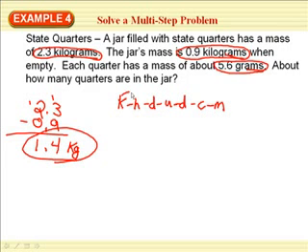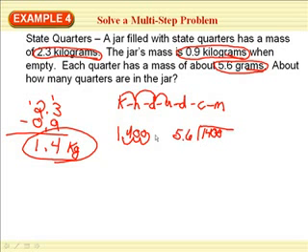Kilograms to grams. 1, 2, 3 to the right, so 1.4 becomes 1, 2, 3. We add those 2 zeros. So I have 1,400 divided by 5.6, because this is how much all those quarters weigh, and I want to know individually how many there are.